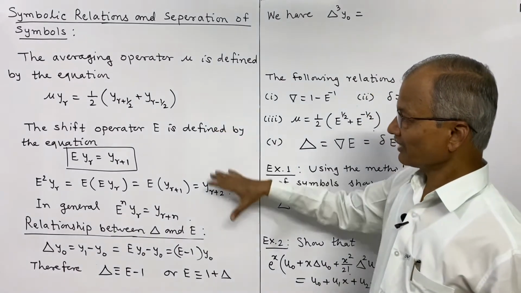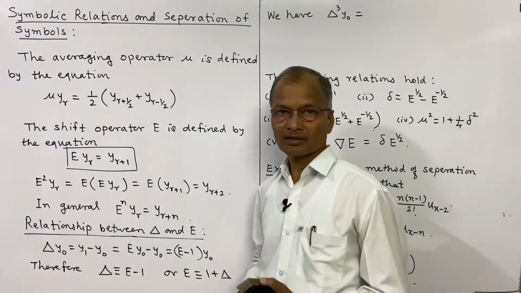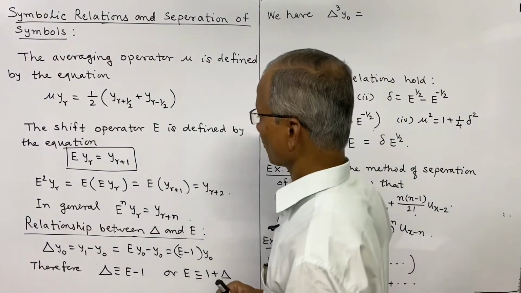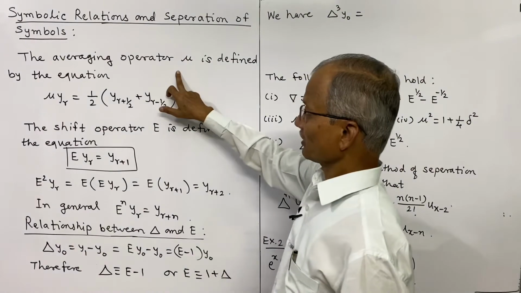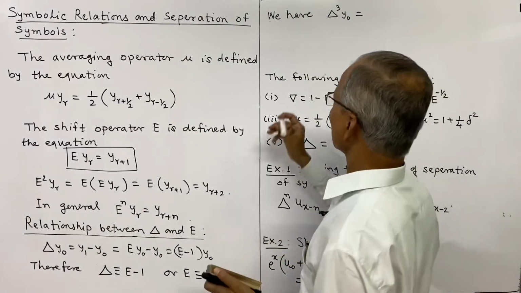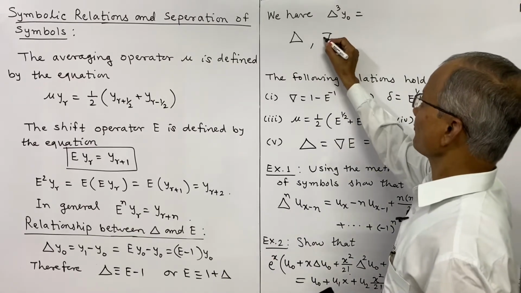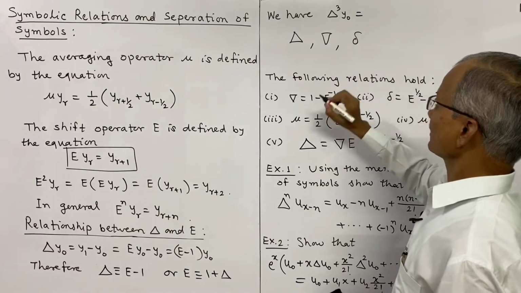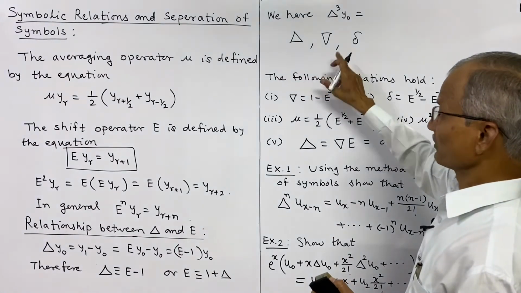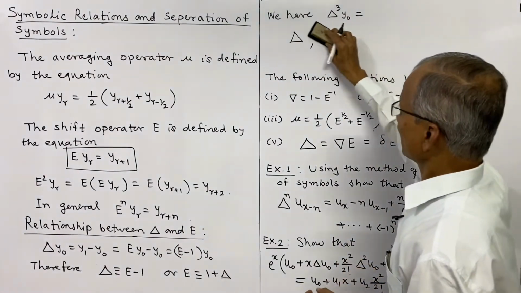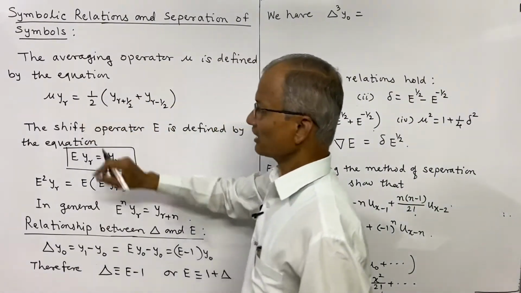I have written the definitions, which are very easy to understand. We will see the meaning of these definitions first, and then we will prove the results on this. The averaging operator mu. Earlier we studied delta, the forward difference operator, del, the backward difference operator, and small delta, the central difference operator. These three operators we have studied earlier. Now here we are going to study the averaging operator mu, and that is defined by this equation.